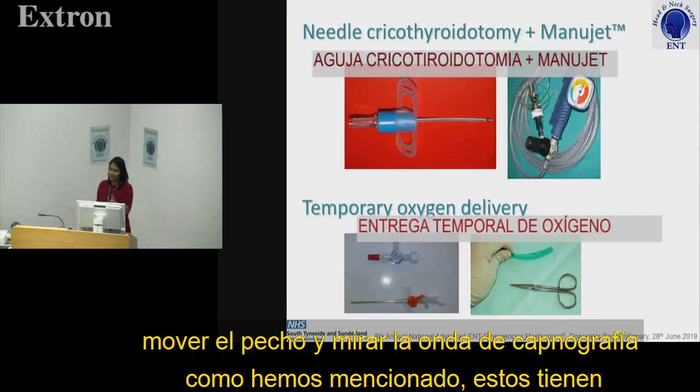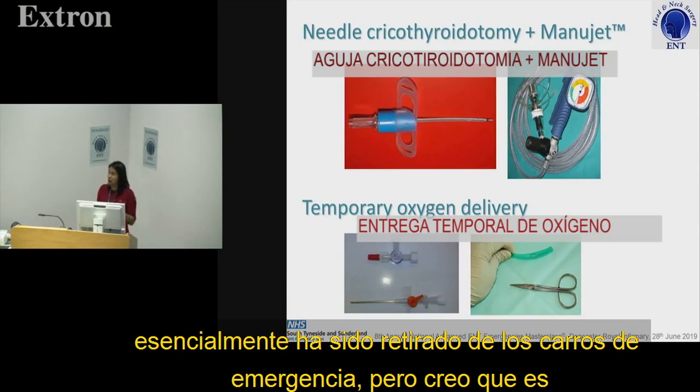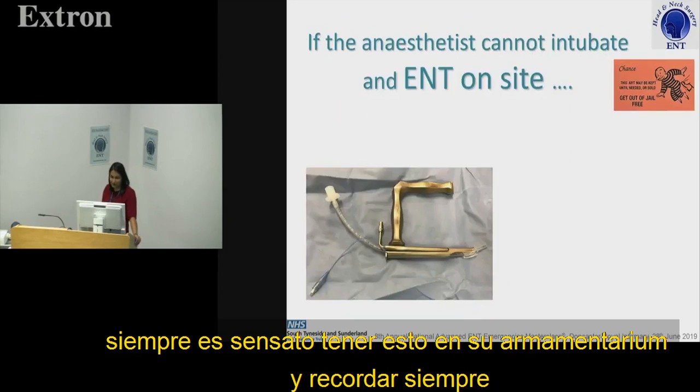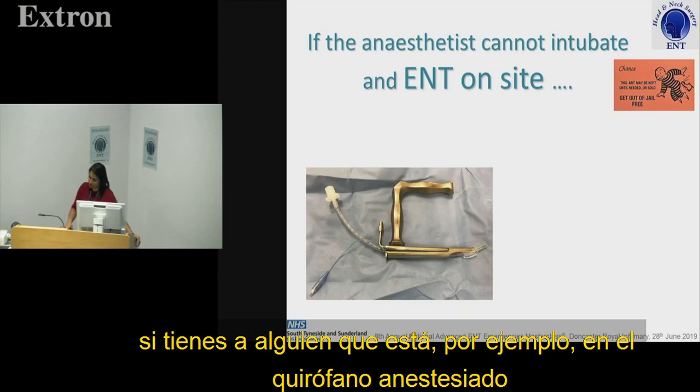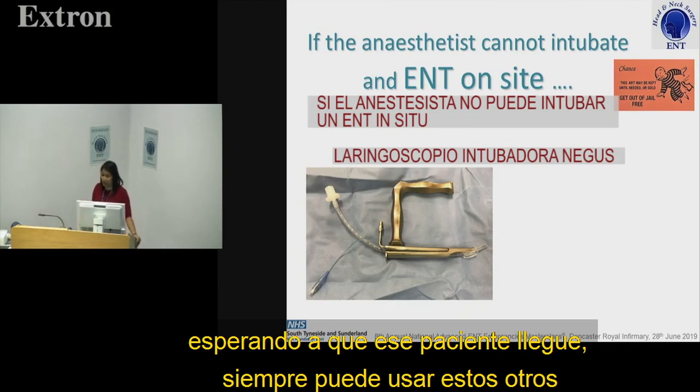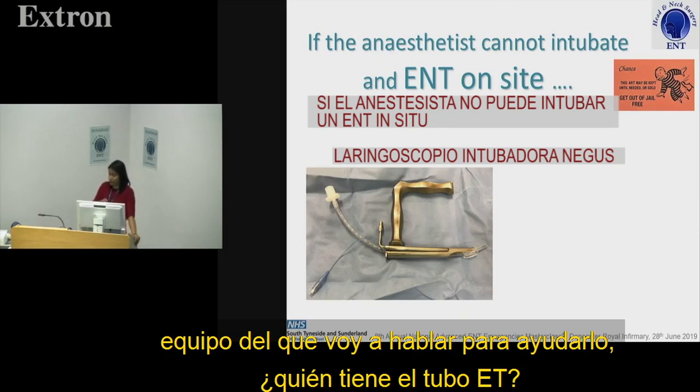Like we've mentioned, these have essentially been taken off the emergency trolleys, but I think it's always sensible to have this in your armamentarium. And always remember, if you've got somebody who is, for example, in the theatre anesthetic room and they can't intubate, they can't ventilate, and you are next door, waiting for that patient to get wheeled in, you can always use these other equipment that I'm going to talk about to help you.